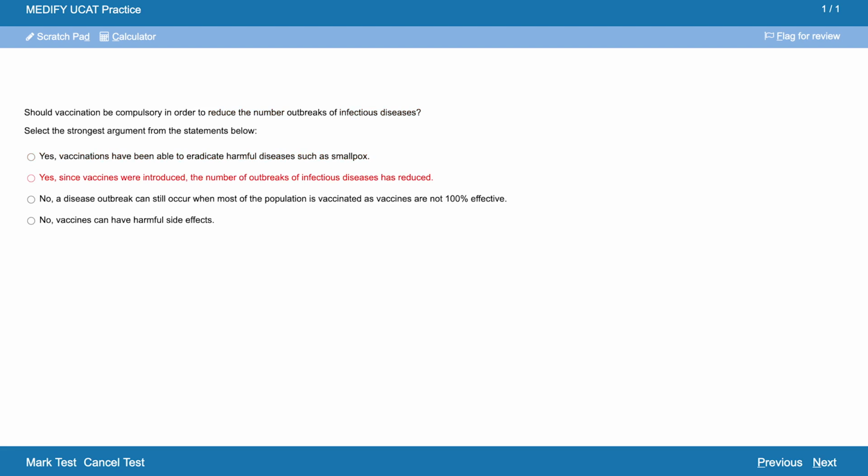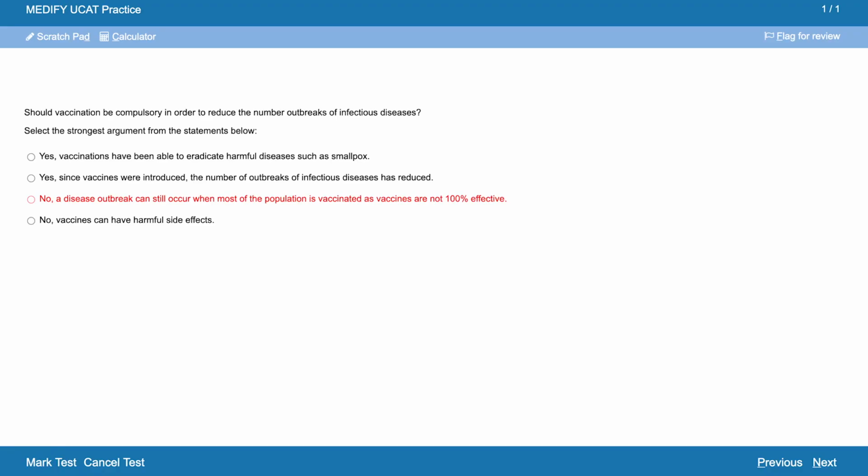The next statement reads as follows, yes, since vaccines were introduced, the number of outbreaks of infectious diseases has reduced. So this is actually the correct answer, as it's addressing the question. It's talking about the number of outbreaks of infectious diseases and it's linking vaccines to the reduction of them. Therefore, it's very relevant and it's very logical. So in an exam situation, if you arrived at that answer and you were pretty confident that that was the correct one, you don't need to go and check the other ones, just mark it and move on.